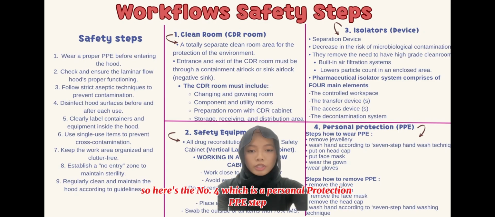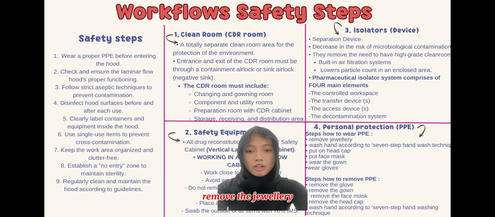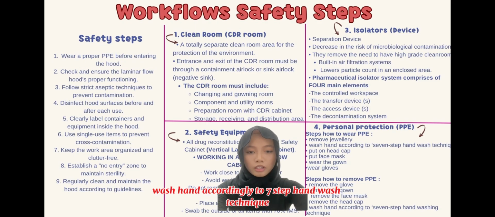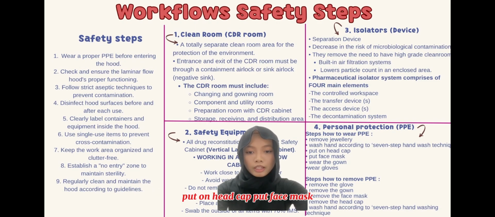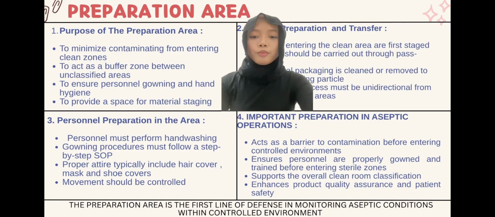So here's number 4, which is personal protection, PPE. Steps on how to wear PPE. First, remove jewellery, wash hands according to the 7-step hand wash technique. Put on head cap, put on face mask, wear the gown, and wear gloves. Now, how do we remove the PPE? First, remove the gloves, remove the gown, remove the face mask, remove the head cap, and wash hands according to the 7-step hand washing technique.